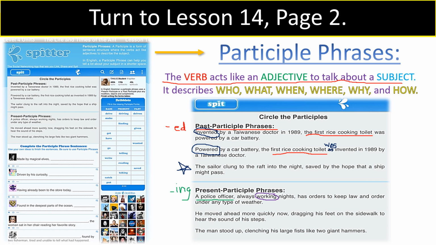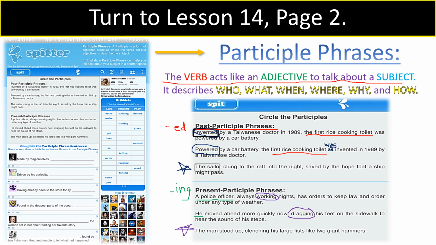Number 2, he moved ahead more quickly now, dragging his feet on the sidewalk to hear the sounds of his steps. What's the subject? He. It's a man or a zombie or something. So we're talking about describing him. What ing verb describes him? If you said dragging, you are correct. Students, I want you to try number 3. Please circle the answer for me, and we will check the answers when we get back to class soon.